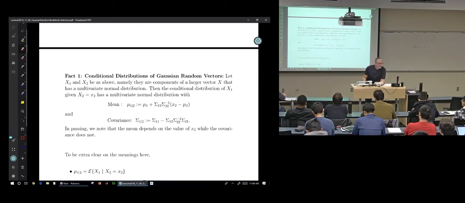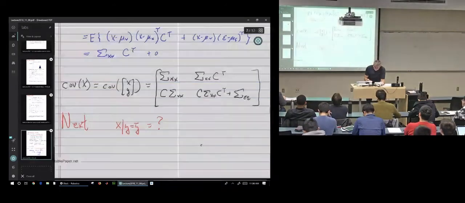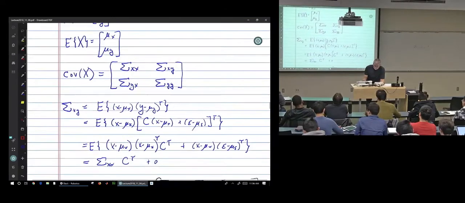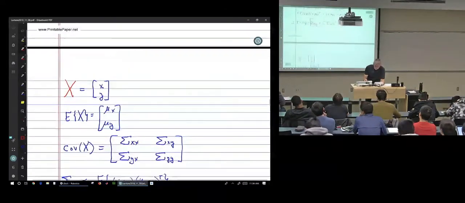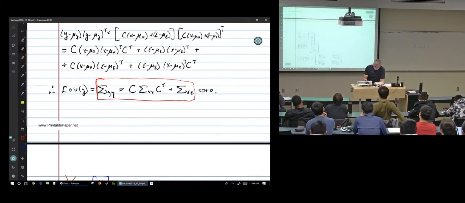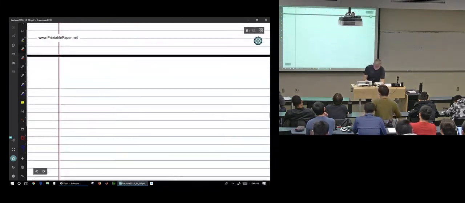Now, you got them written down? You memorized them? Let's apply them to this problem here. Okay? So here's our covariance, and sigma yy, there it is: C sigma xx C transpose plus sigma epsilon.